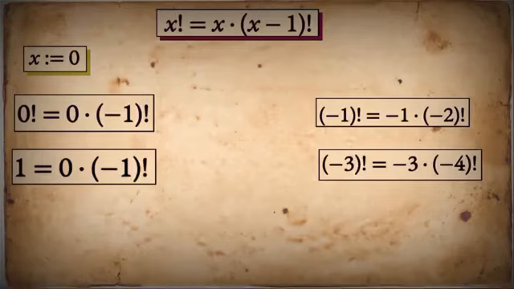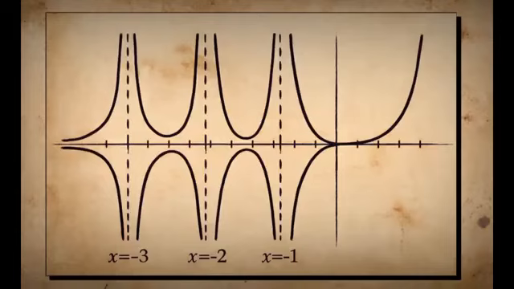This chain of contradictions tells us something important. The extended factorial function will have poles, vertical asymptotes, at every negative integer. The factorial of negative 1, negative 2, negative 3, and so on are all infinite or undefined. The extension we are building works for all real numbers except the negative integers.